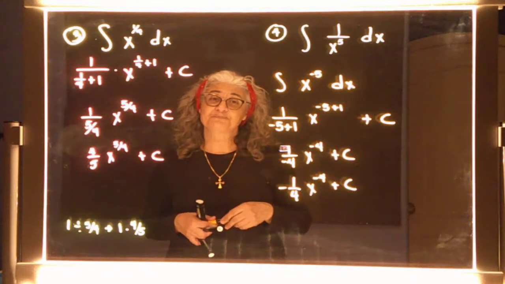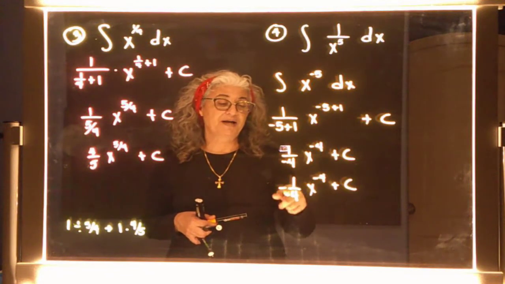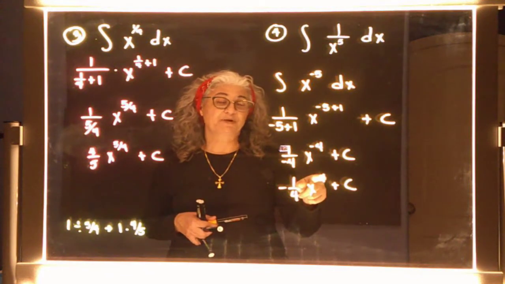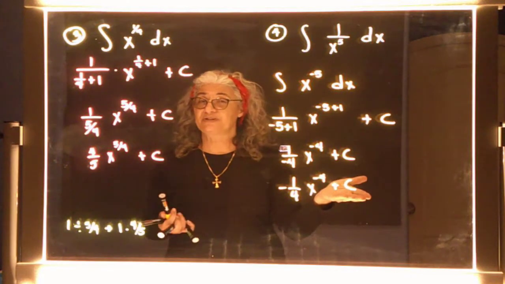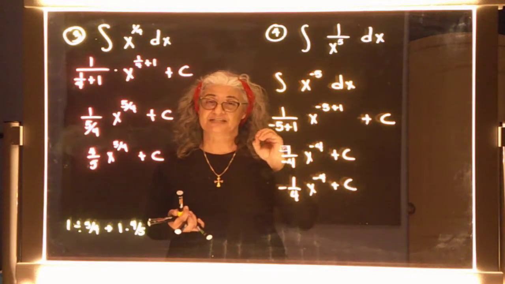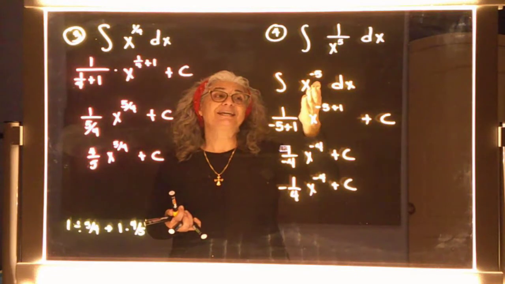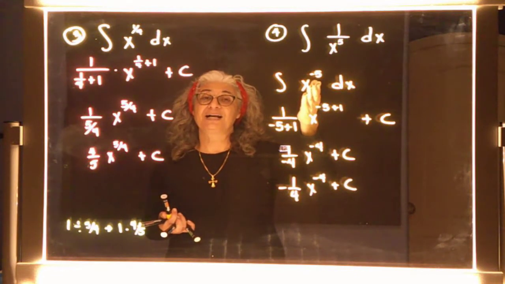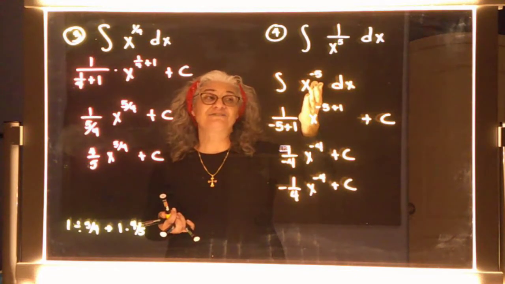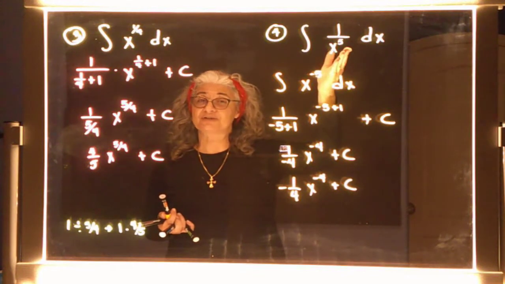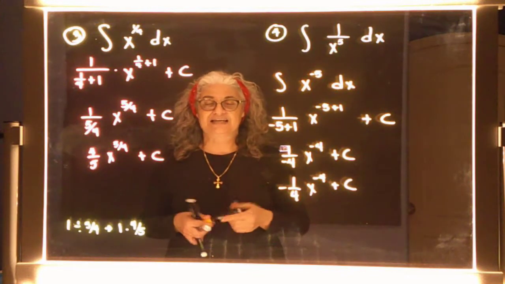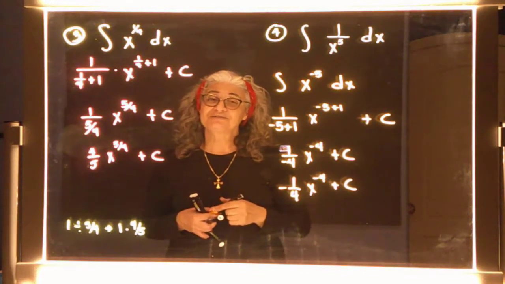Check it if you want to. Bring the power down. Reduce by 1, with the derivative of a constant, just 0. Do I get x to the negative 5? I do. And can x to the negative 5 be rewritten as 1 over x to the 5th? It can. Got some more.